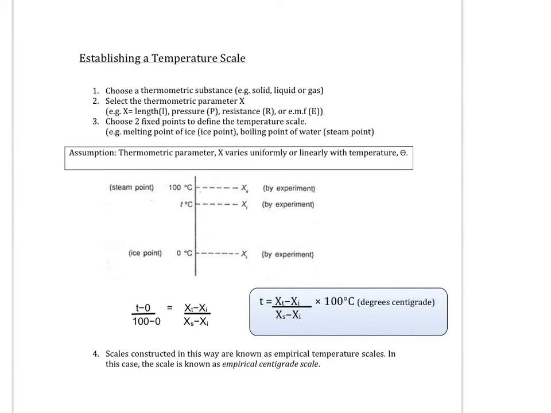So now let's look at how to establish a temperature scale. Now, there are many types of temperature scales that we use. I think the most familiar ones would be Celsius, Kelvin, Fahrenheit, and even for some of you, you may have heard of the term centigrade. So what are the differences between these temperature scales, and how do we establish them? Let's look at an example.